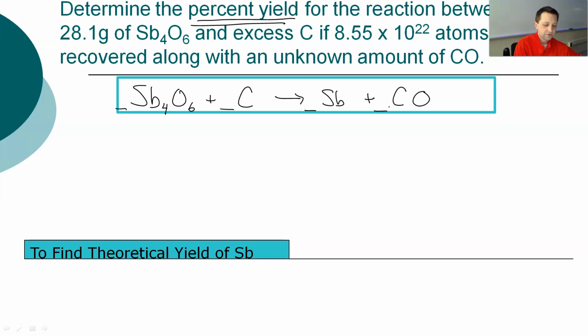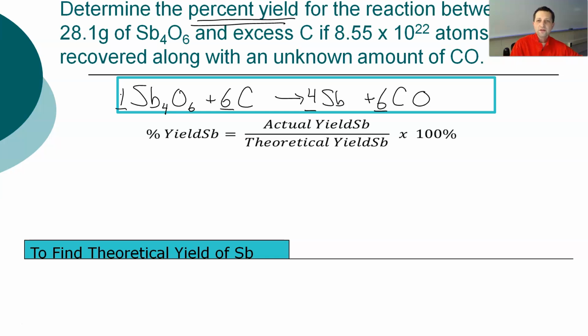Okay, try to do that here real quick. I have 4 antimonies on the left. I need 4 on the right. I have 6 oxygens on the left. I need 6 on the right. And I need 6 carbons on the right. And I have 1 on the left, so I need to put a 6 there. And I guess a 1 there. So it looks like that's balanced to me.